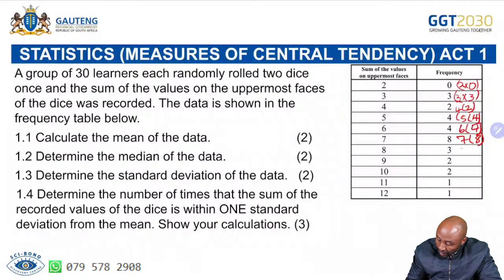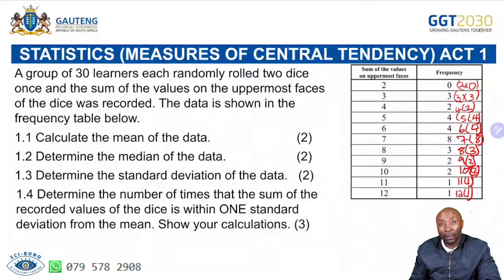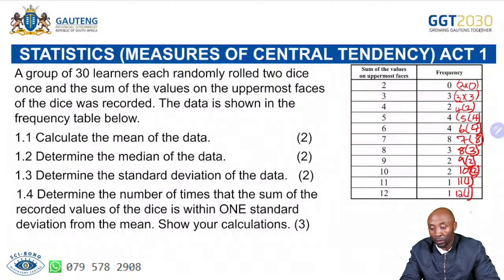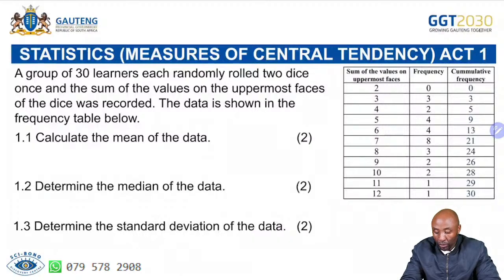And this is 8 times 3. And this is 9 times 2. And this is 10 times 2. And this is 11 times 1. This is 12 times 1. We add this sum. It will give us our sum of all data items, and then we'll divide by the total frequency. I made it easy there.